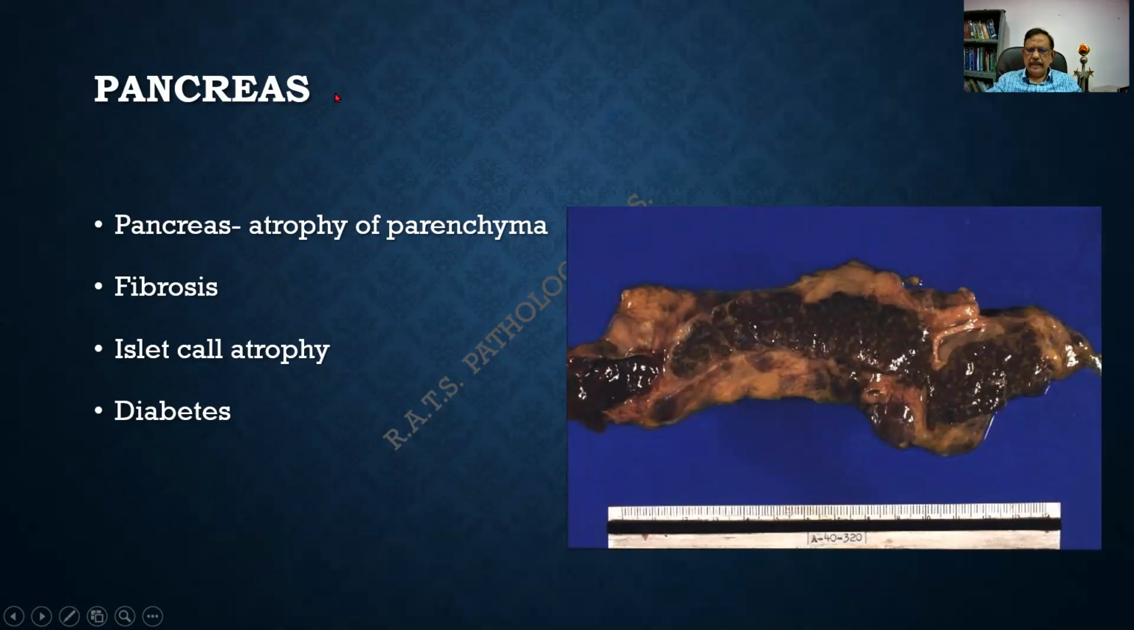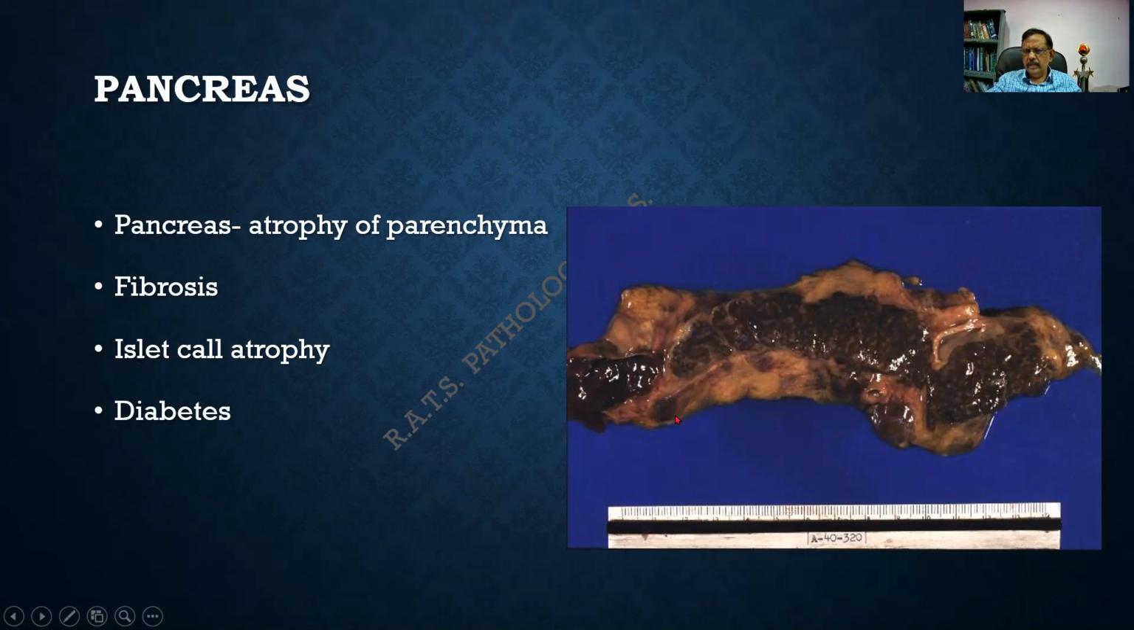Another organ is the pancreas. Pancreas, there are two components basically. One is the parenchyma, another will be the islet cells. There is an atrophy of the parenchyma, marked fibrosis. Islet cells will undergo atrophy also. And because of that, the patient can be developing a diabetes. Is it clear? So islet cell, no insulin, that leads to diabetes.